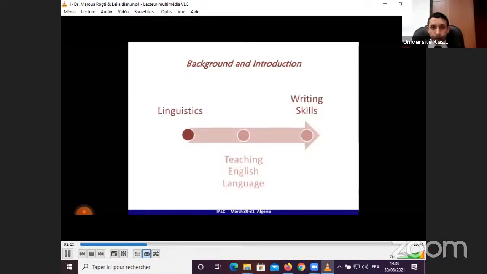For the background of the study, we shall identify the relationship between linguistics, writing skills, and teaching English as a foreign language. So, as we are all aware, writing can be a good aspect of integration. It can be used to practice grammatical rules.